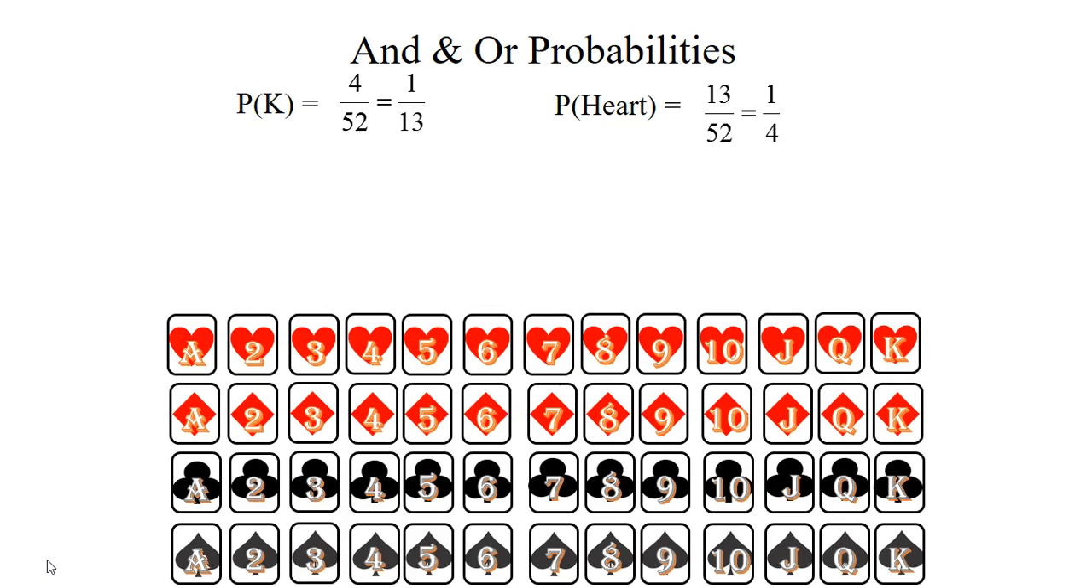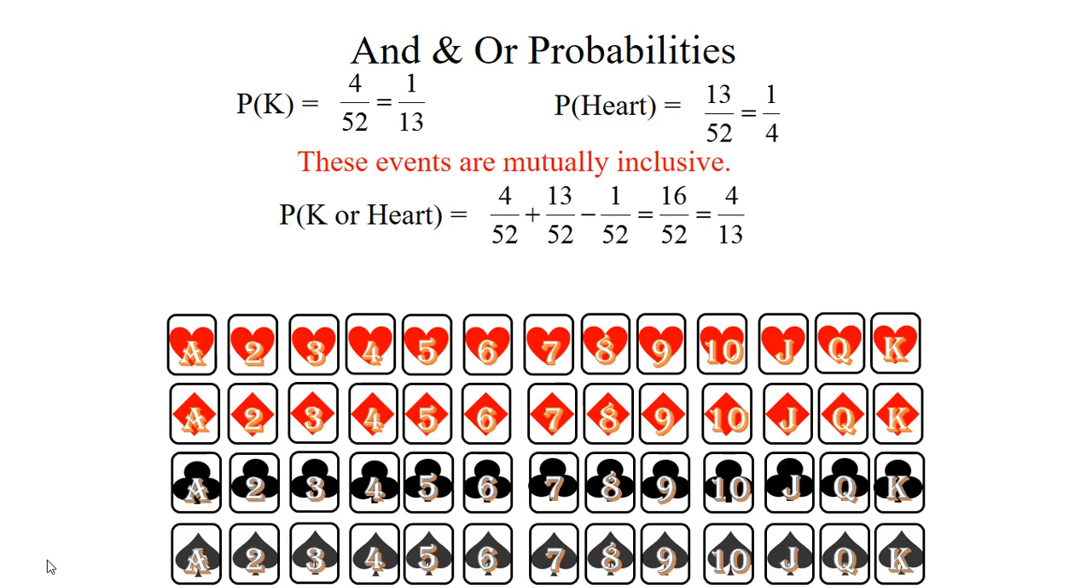Okay, so let's find the probability of drawing a king or a heart. Well, there are 13 hearts and 4 kings. But if I added that together, I would be counting the king of hearts twice. So I need to subtract it out so that I'm not counting the king of hearts twice. So I have the 4 kings, the 13 hearts, and take away one, the king of hearts that I counted twice. So that leaves us with 16 out of 52, or 4/13.